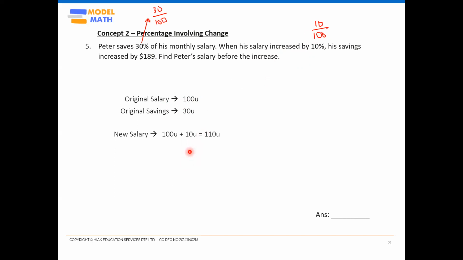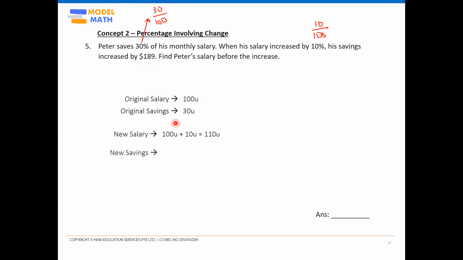Now, like I said, with this new salary, he is still going to save 30% of it. So this is what I mean by percentage of a percentage. Imagine if you wrote percent, then you are telling me 30% of 110% for the savings, which is pretty confusing because I have a percentage here and I still have to deal with a percentage here. So let's avoid that. To avoid that, we just deal with units, which will be easier.